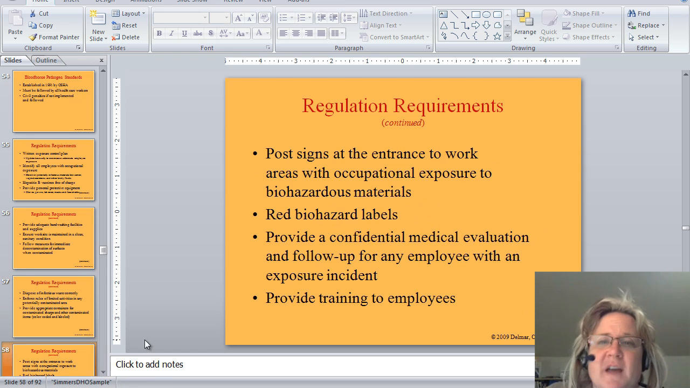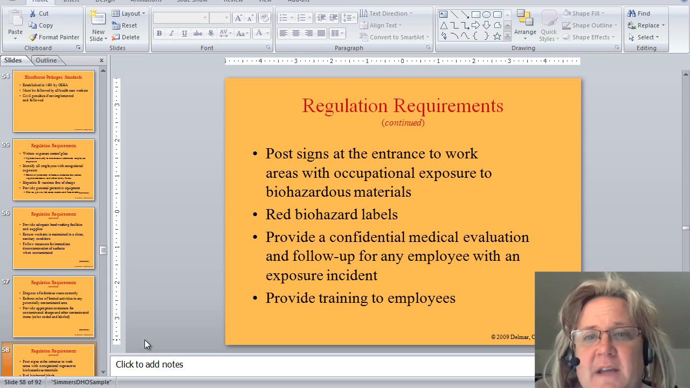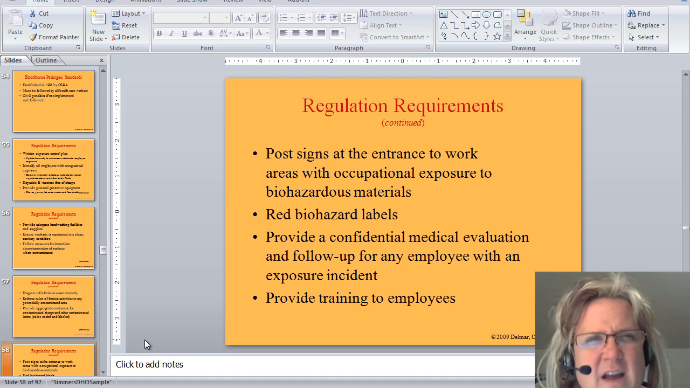You post signs at the entrance to work areas with occupational exposure and biohazard materials. There's red biohazard labels, and I told you the bags are red, and I think I have one in the room. I'll show it to you when I come in on Thursday.